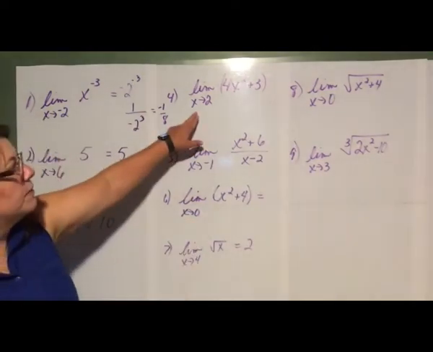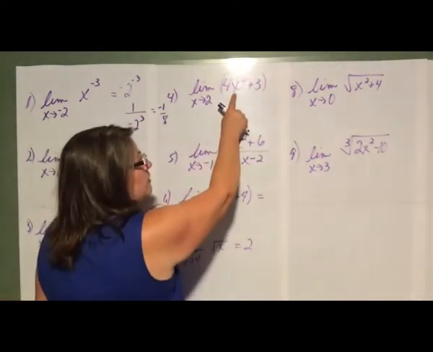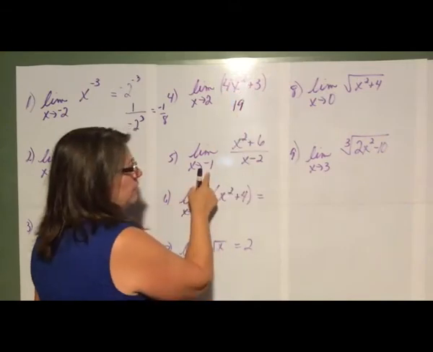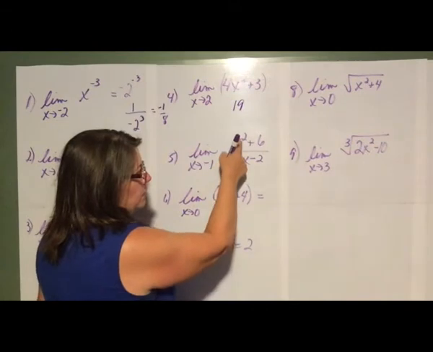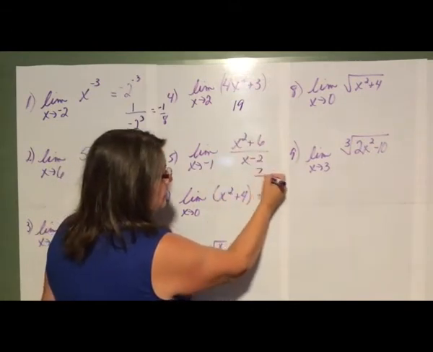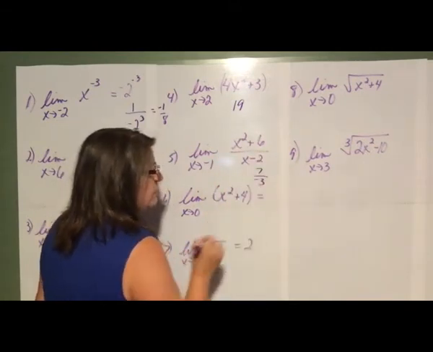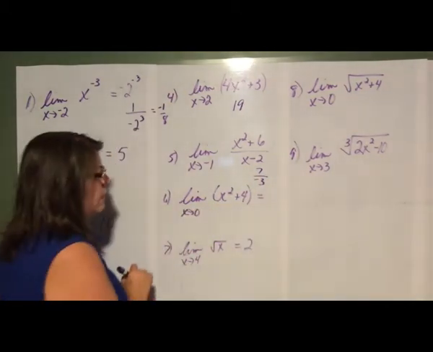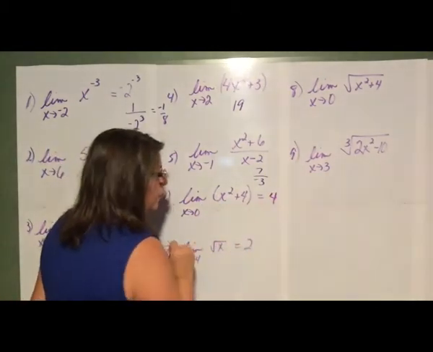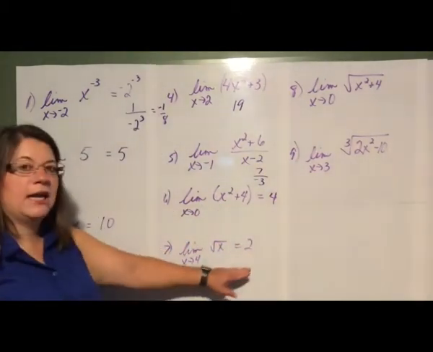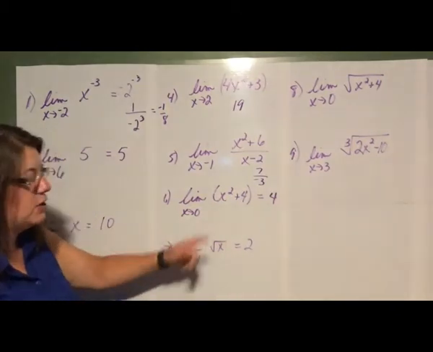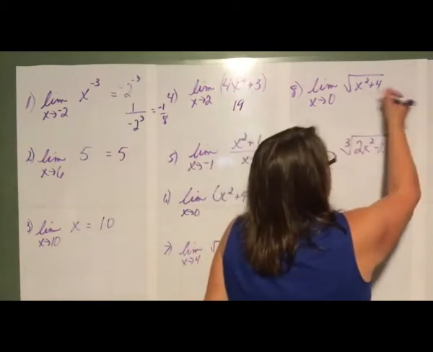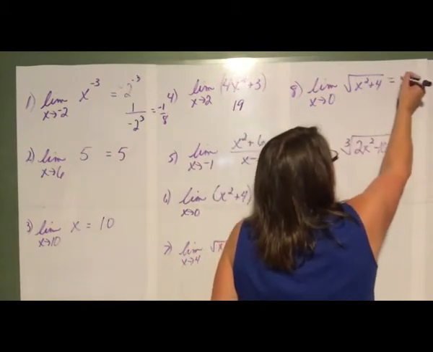With this one, doing direct substitution, 2 squared is 4, times 4 is 16, plus 3 is 19. If I direct substitute -1, -1 squared is 1, plus 6 is 7. -1 minus 2 is -3, so -7/3 for that one. If I directly substitute 0 in, 0 squared is 0, plus 4 is 4. Oh, this one I already gave you the answer for, so that one hopefully you noticed was 2. If I plug 0 in here, 0 squared is 0, plus 4 is 4. Square root of 4 is 2.